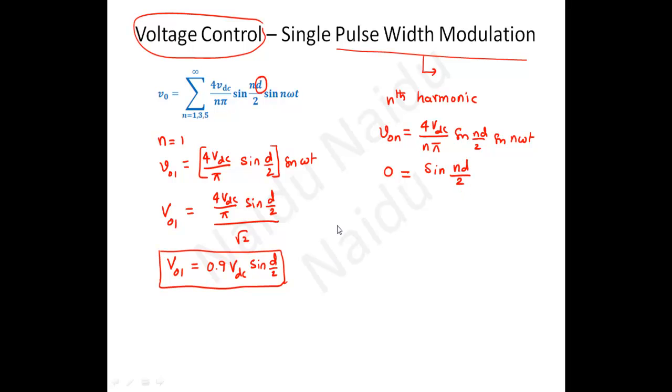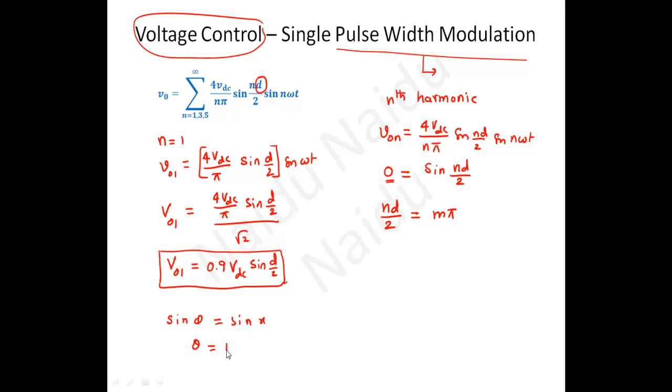So we know the general solution: nd by 2 is nothing but m pi, because n we already considered, so m pi. We remember, as we discussed in rectifiers, if sine theta equals sine x, what is the general solution here?